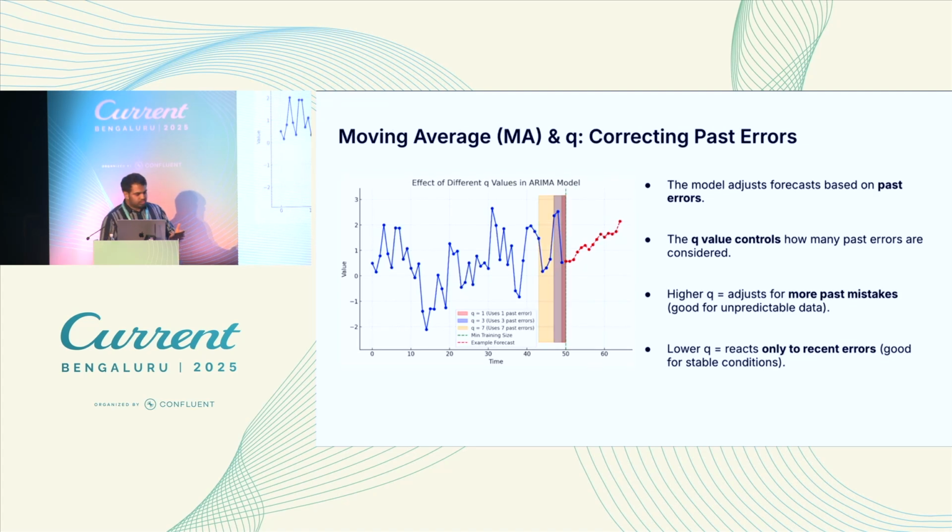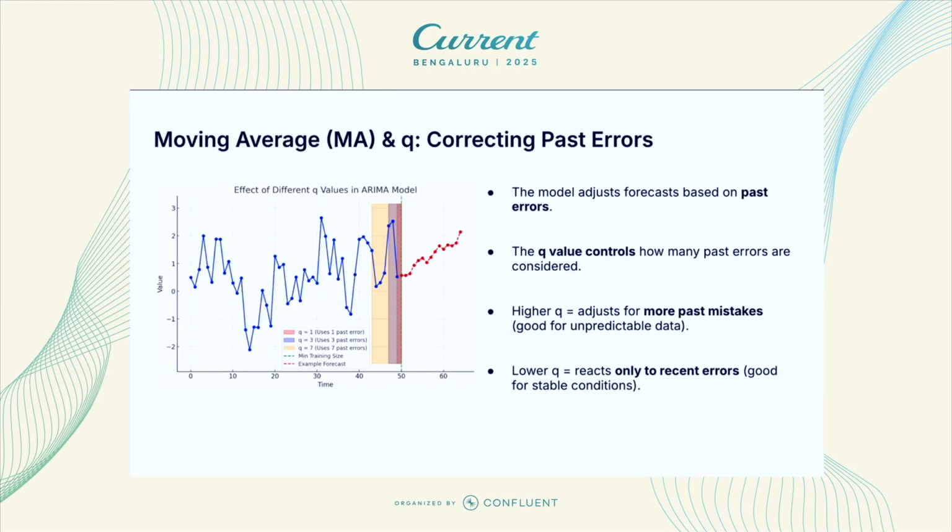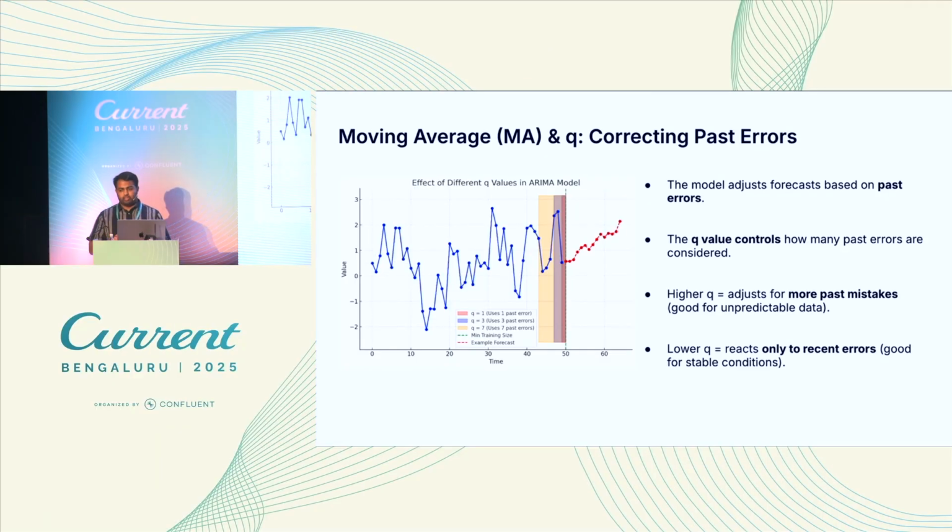Next, let's look at Q. So moving average, or Q, corrects the forecast by learning from its past errors. What it does is it forecasts for that particular data point and then looks at what the actual value is, calculates the error, and then uses that in your forecasts. So a high Q means that the model corrects for more past mistakes, which helps when conditions are unpredictable. And a low Q means that the model ignores past errors quickly, which works when traffic patterns are more stable.